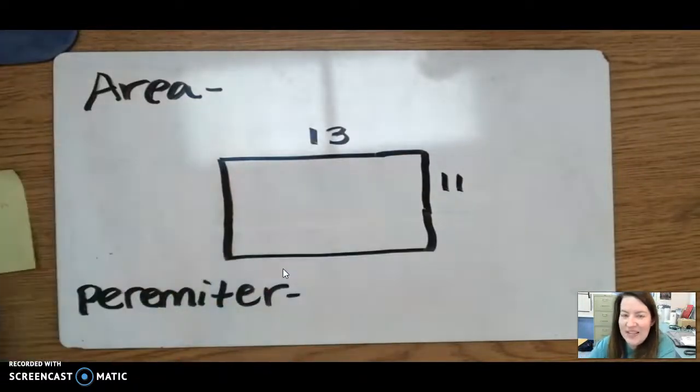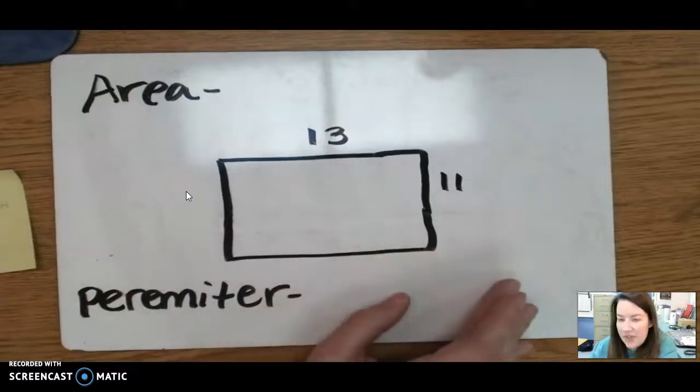I would sing to my class. I'm going to sing it to you now. I don't know if Mr. Johnson's class has heard it. This little song that a friend of mine came up with to help us remember perimeter and area.